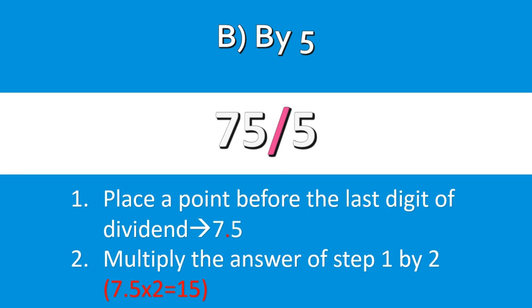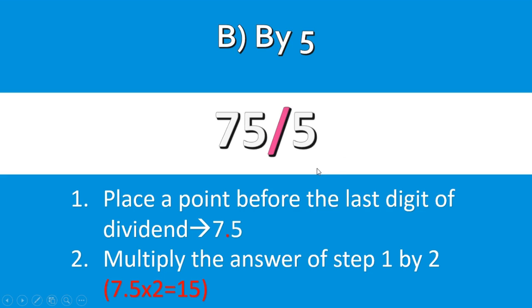When asked to divide by 5, you just place a point before the last digit. So here 75. The last digit is 5, before the last digit 7.5. So right now we have to multiply the answer that we got in step 1 by 2. That's the answer for this question. You can take any multiples of 5.